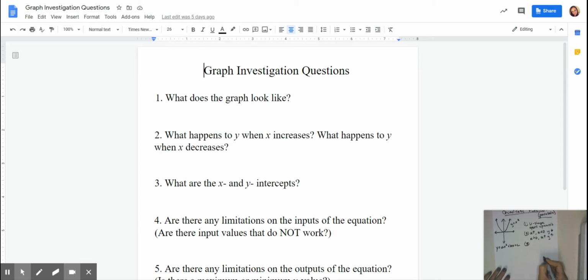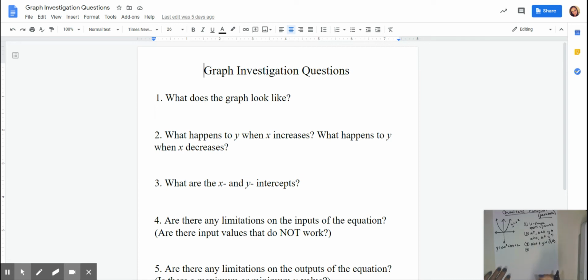The third question is, what are the x and y intercepts? In this case, the x-intercept and y-intercept are at 0, 0. You may recall from our investigation, whatever the c term is, that will determine what the y-intercept is. So since there's no c term, it's plus 0, the y-intercept is just at 0, 0.